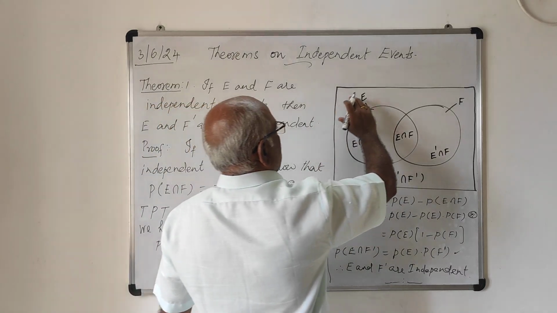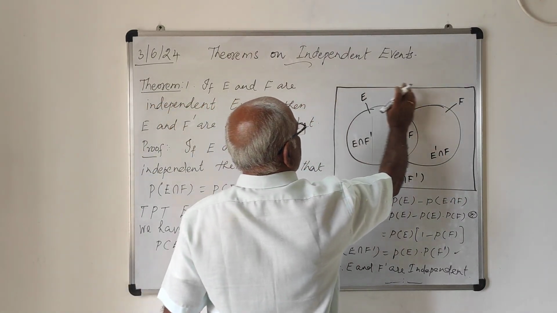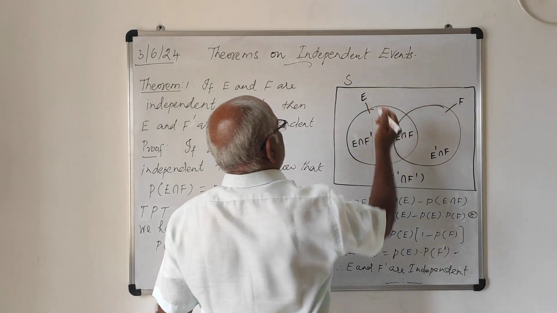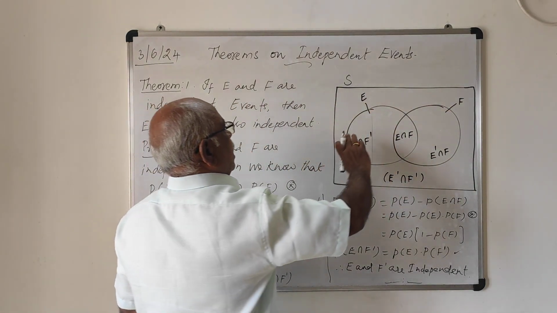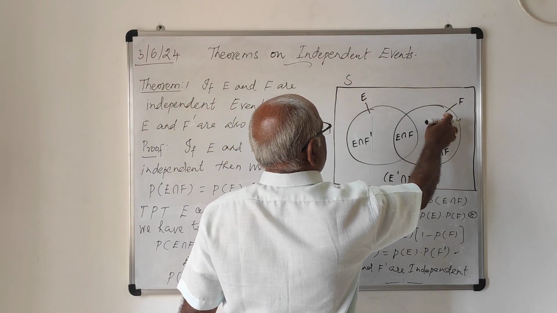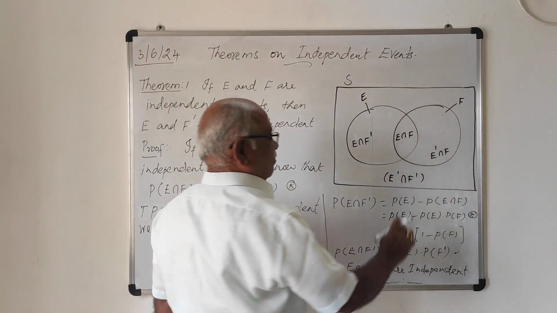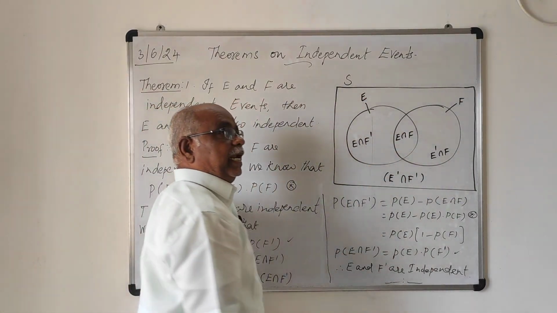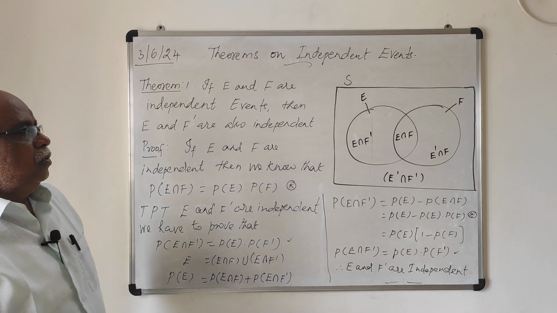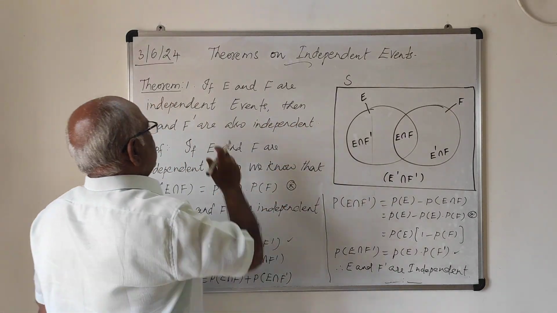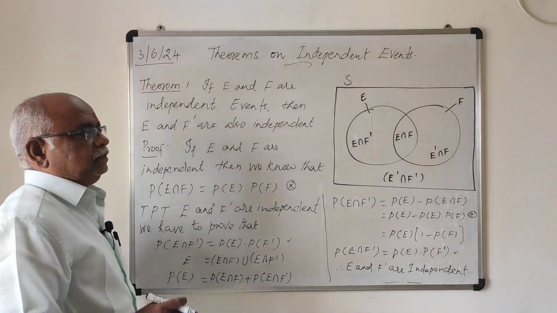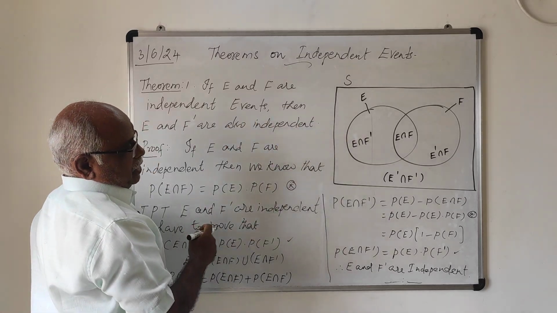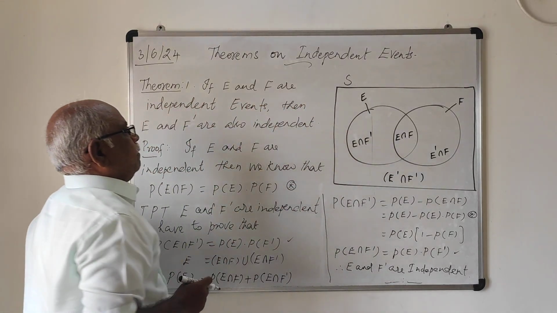Now, E and F together with the outside area make up the total sample space. The area not covered by E and F is called E dash intersection F dash. So, from this diagram, we can consider that if the events E and F are independent, then we have to prove that E and F dash are also independent.